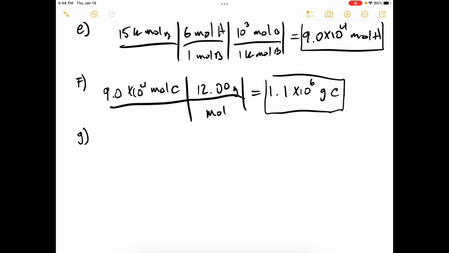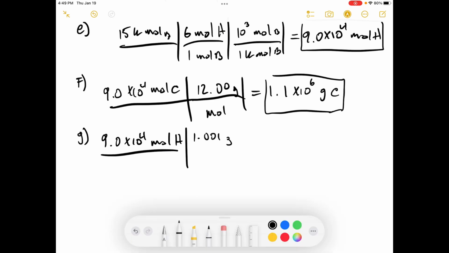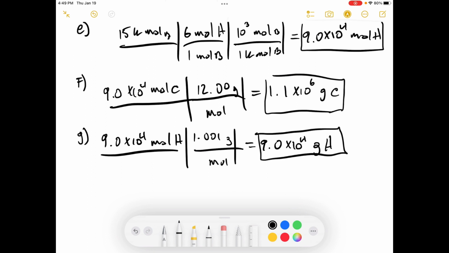Hydrogen, grams of hydrogen, you start off with the same number of moles, but the moles of hydrogen has less mass, so it's only 1.001 grams per mole for the molar mass of hydrogen. So that equals 9.04 grams of hydrogen. Hydrogen weighs quite a bit less. There you go.